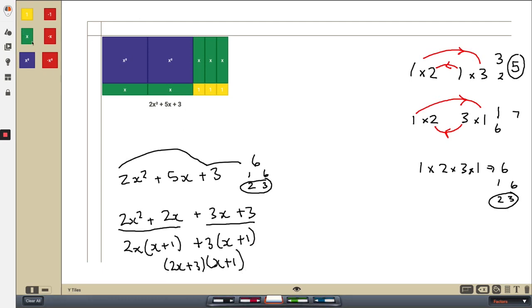Now all that remains to be done is to actually show you those factors by putting them in. So we've got x plus 1 is one factor, and then 2x plus 3 is the other factor.